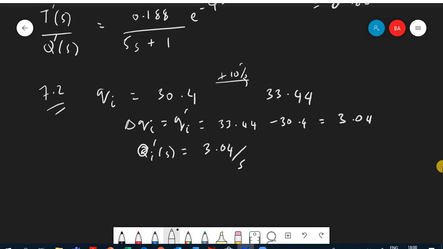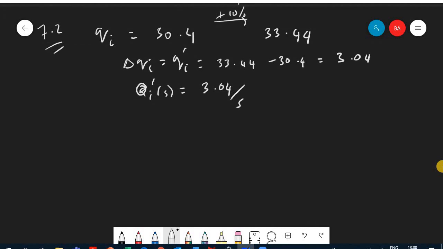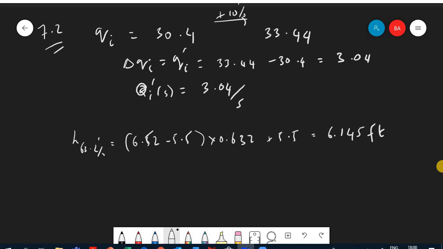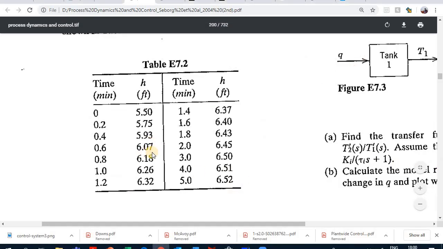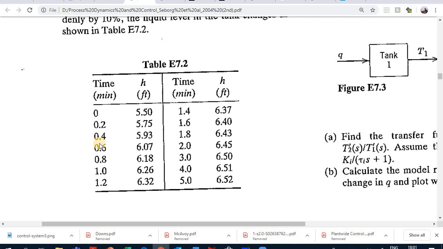Okay, so what I have here is just identifying the 63.2% value. So what is the h 63.2% value? It is 6.52 minus 5.5, multiplied by 0.632 plus 5.5, and the answer here is 6.145 feet. Knowing this value, 6.145 is something between these two, so you're interpolating between 6.07 and 6.18. And by interpolating, it's going to be something like 0.74.